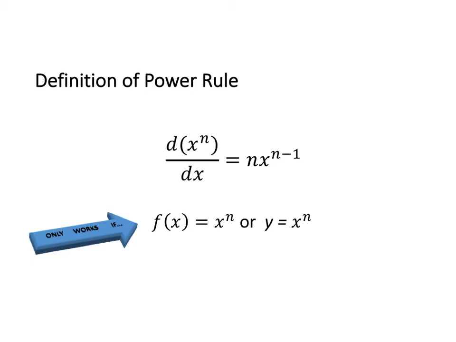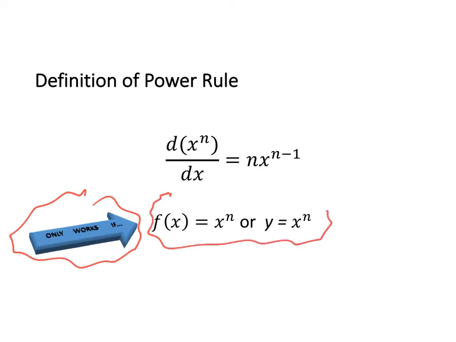Now notice, this only works if f of x is equal to x to the n, or y is equal to x to the n, okay? So we can use this rule, the power rule, in either of these cases. So basically, our function has to be x to the n.